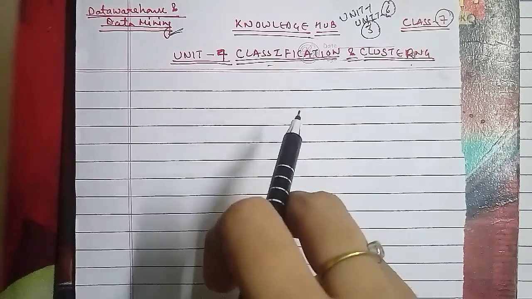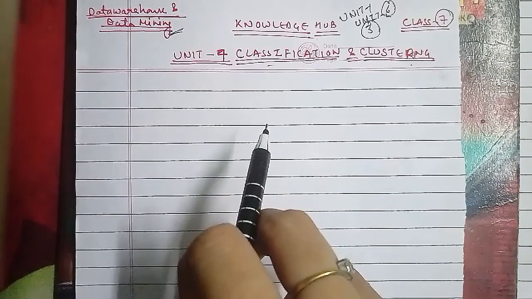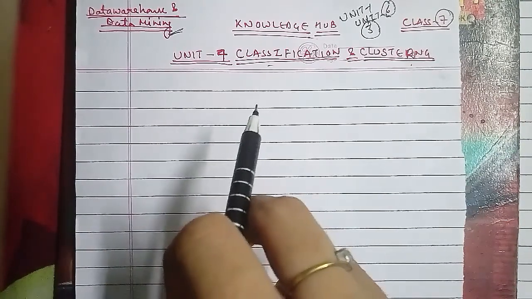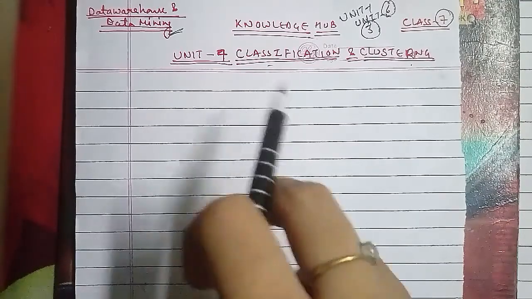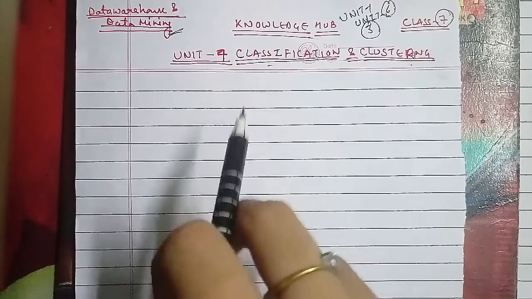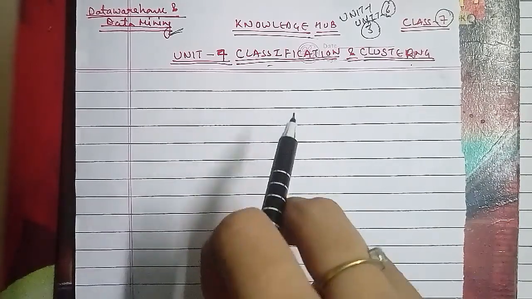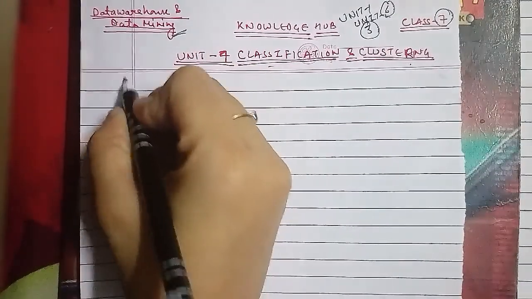So let's go ahead and start in detail. The question is: write a short note on concept description, and what do you understand by the term data characterization, in the context of concept description, for 5 marks. So this is your concept description.